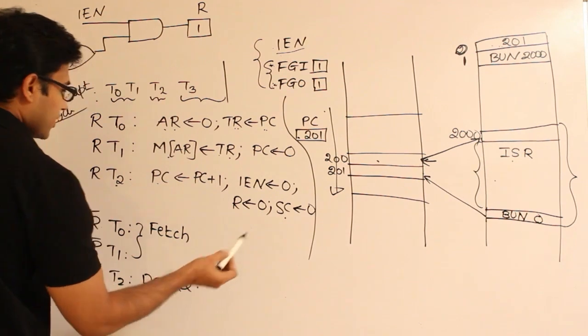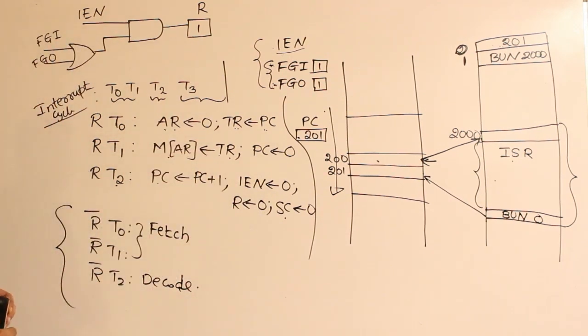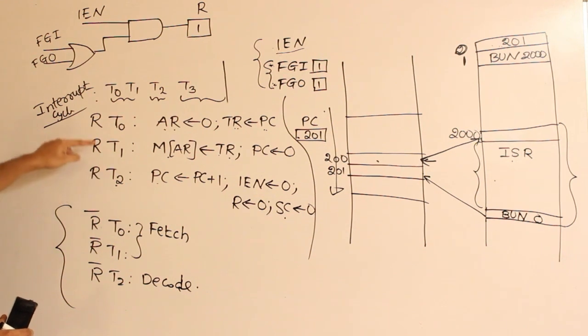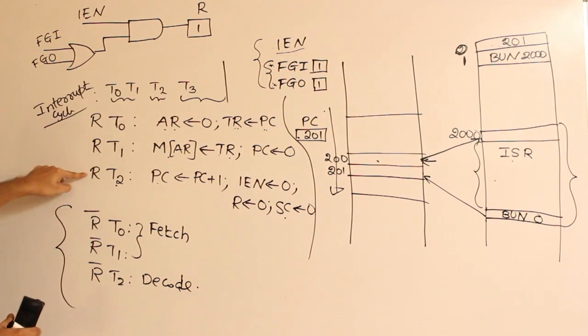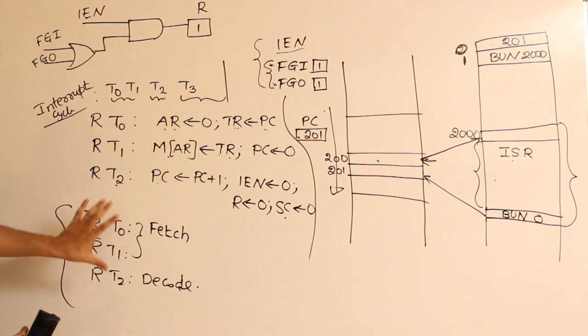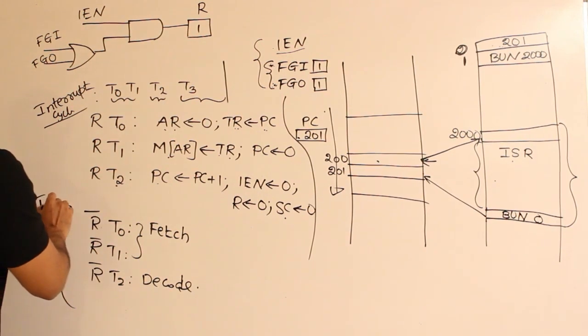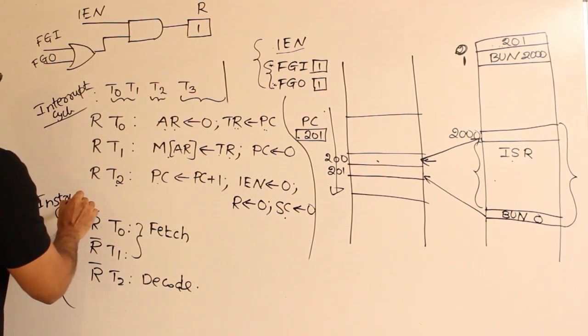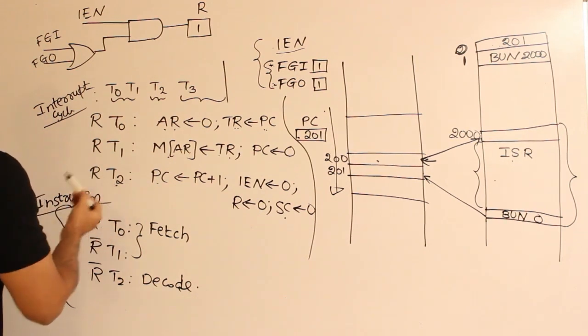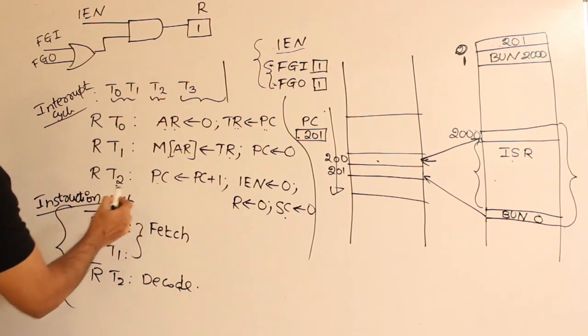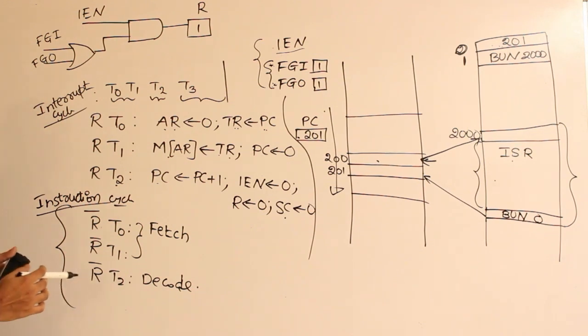So in all our earlier discussions, whenever I said T0, T1, T2, you are supposed to couple with R prime, R prime, R prime. So these two conditions are important. If the clocks are T0, T1, T2, then depending on the value of R, it is either going to be present in the instruction cycle, or it is going to be present in the interrupt cycle, right?